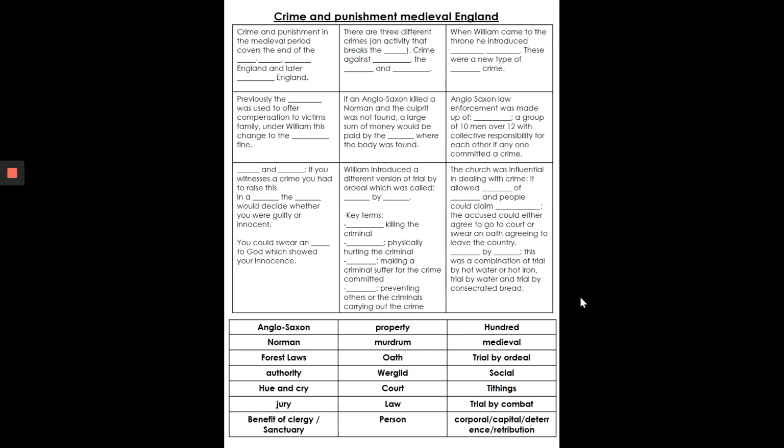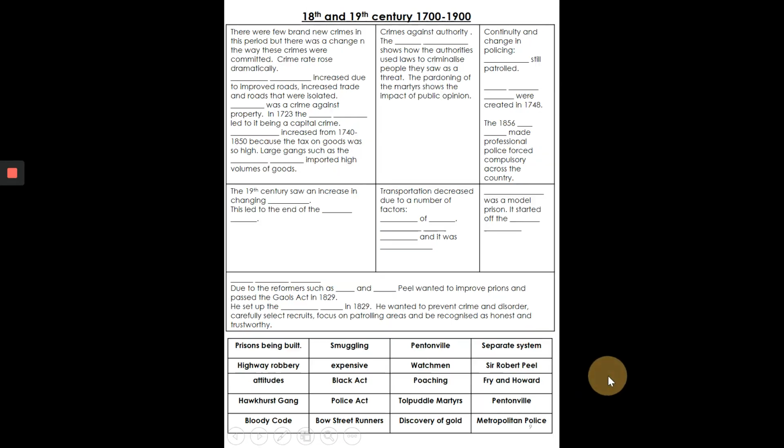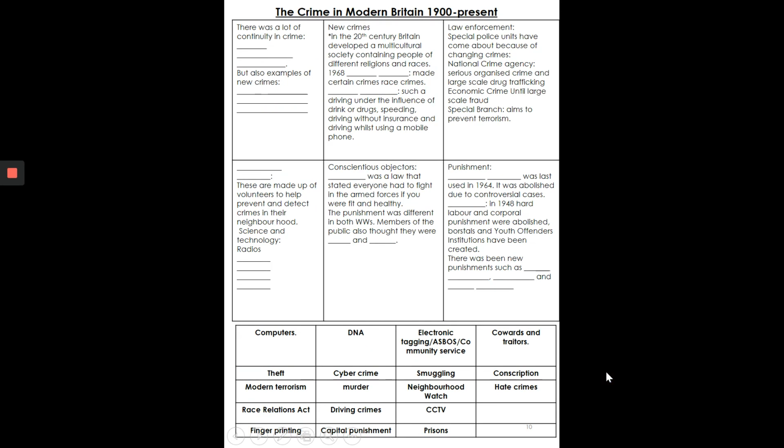You've then got a fill in the gaps exercise over the next few slides. Again, it covers all of the time periods, just as a review of all the things you covered. All the words you need are at the bottom, so as you fill in, you can cross them off. Words are only used as many times as they appear in the table at the bottom, so don't think you can use one of them twice. You've got one for medieval, one for early modern, one for the 18th and 19th centuries, and modern as well. So again, just a review of all the time periods you've looked at in terms of crime and punishment.